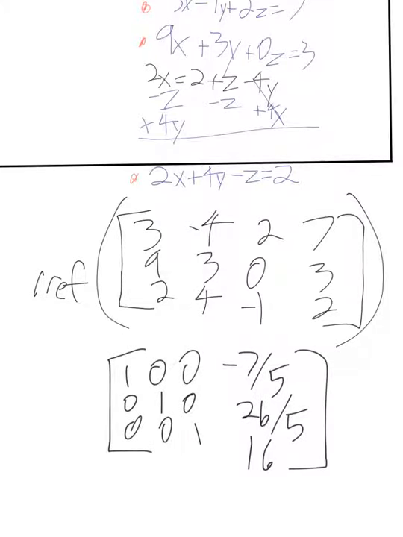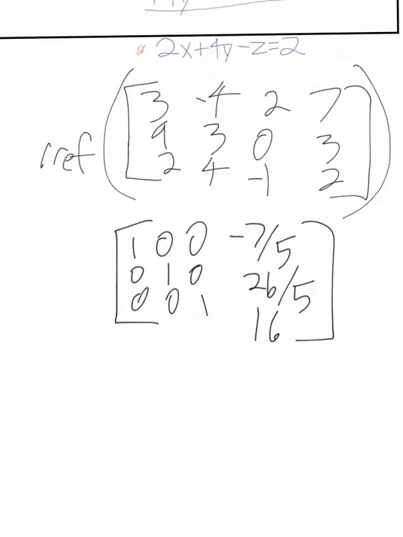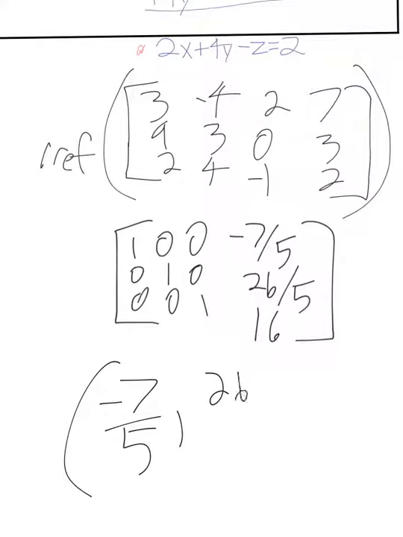So I'll state my final answer here as an ordered triple. I'll just put the numbers in order. Negative 7 over 5 is x, 26 over 5 is y, and 16 is z. And that's going to draw these notes to a close.